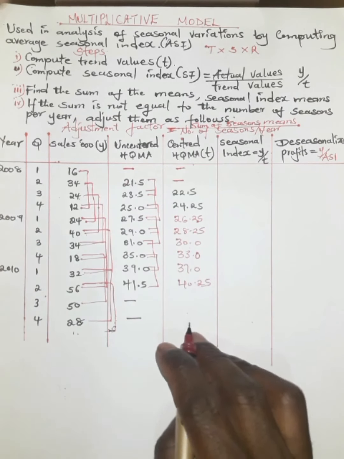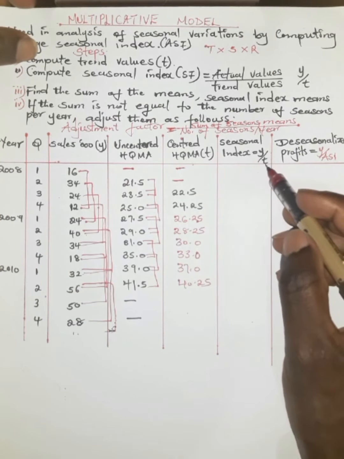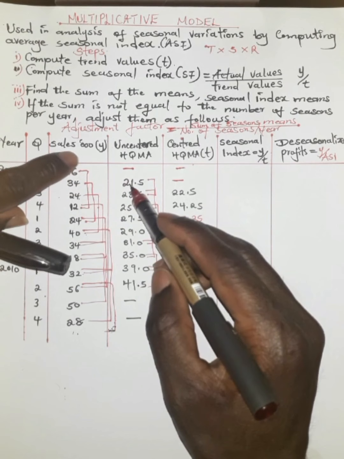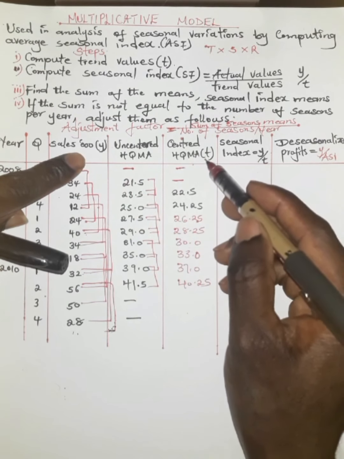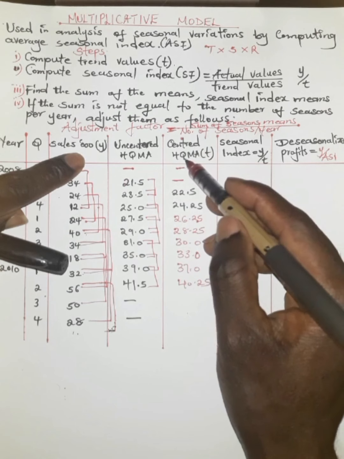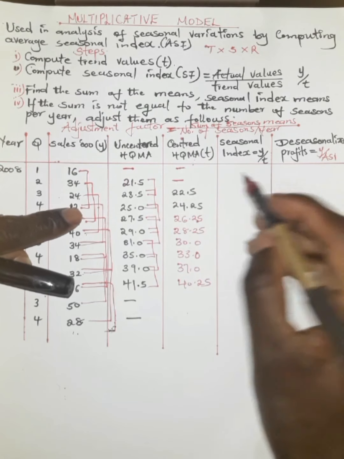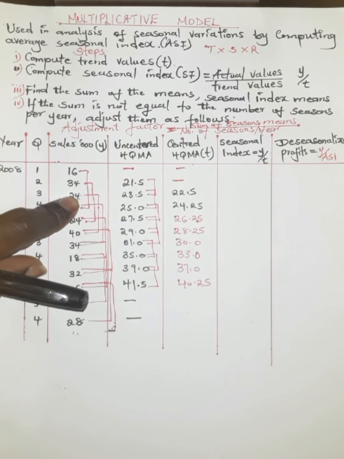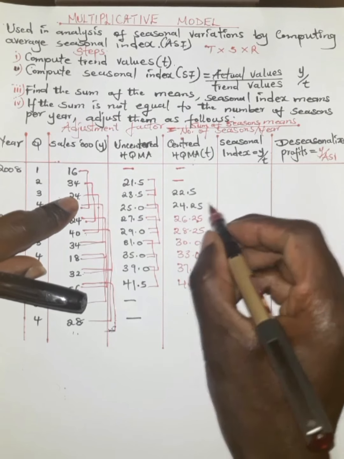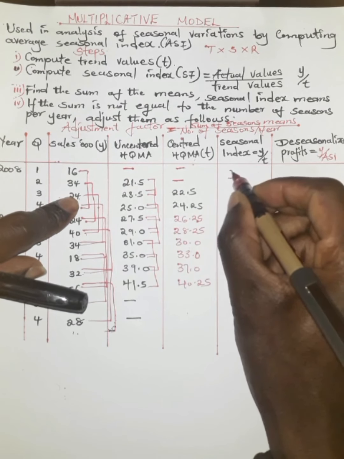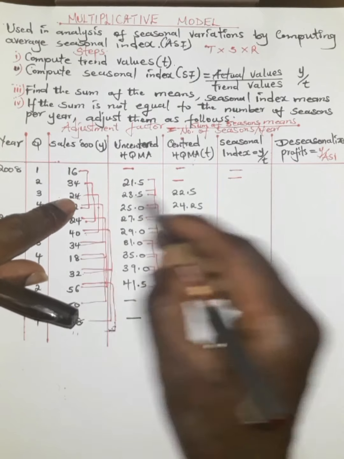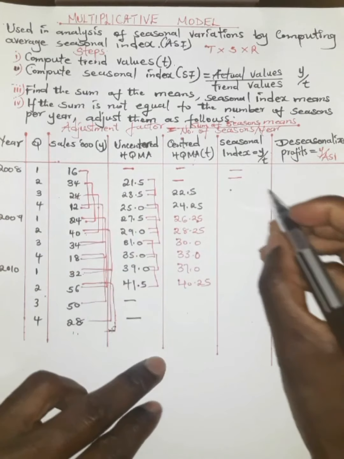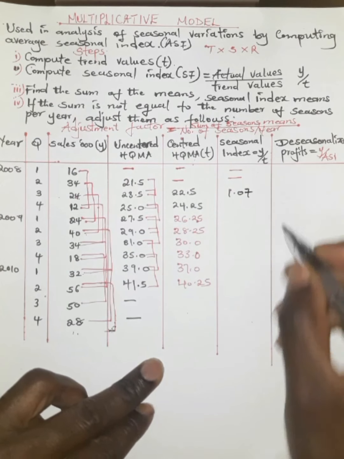Then now we compute the seasonal index by dividing the y, which are the sales, by the centered 4 quarter moving average. For example, we shall now talk about the seasonal index as per where the values are. So we will not have these two. We talk about 24 divided by 22.5, we get a value of 1.07 and you round off.